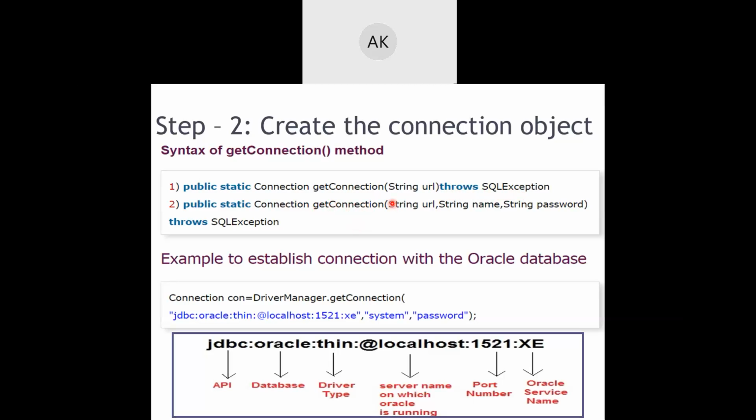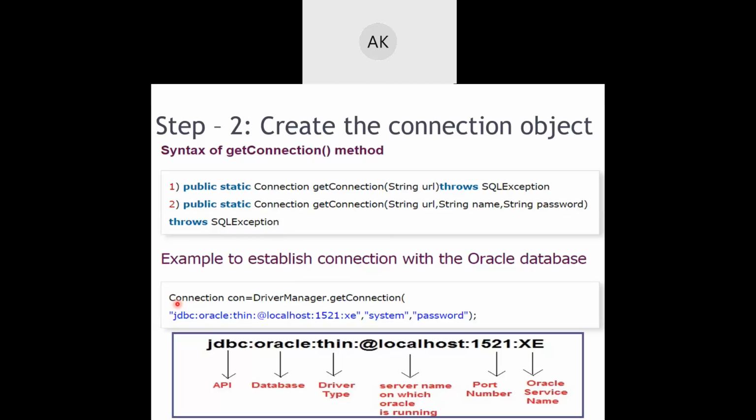Another version of getConnection takes the URL, the name of the user, and the password for secure connectivity to the database. In this one, in the URL, we will not provide the username and password, but we will provide the username and password separately. Is it clear? And it also throws SQLException back to the caller. So let's see what the URL is and how exactly we are going to make use of it.